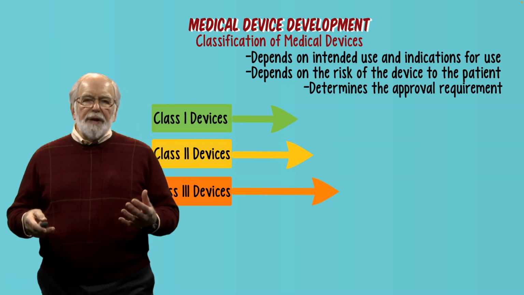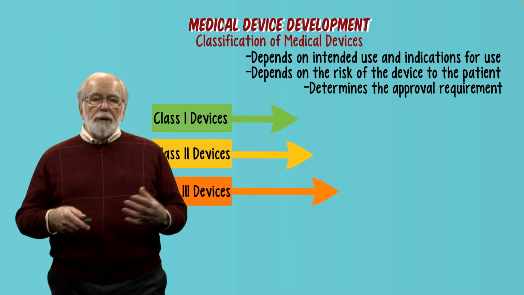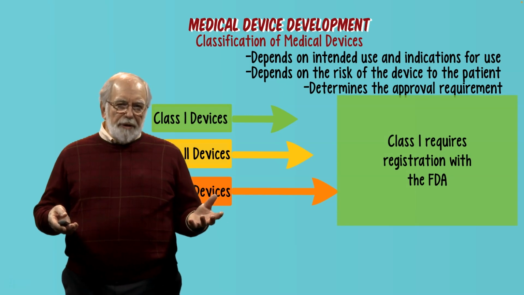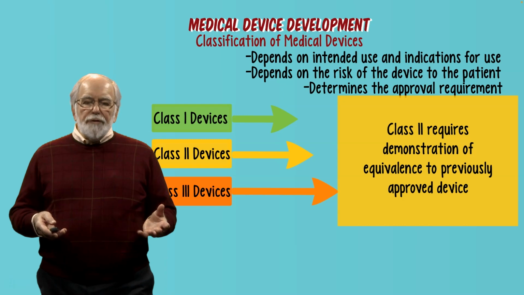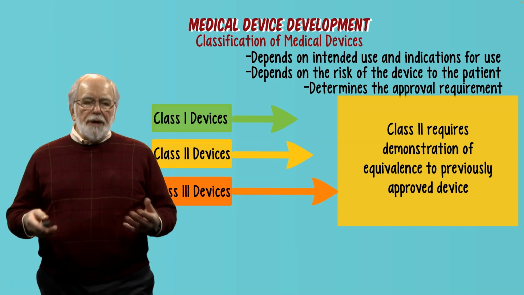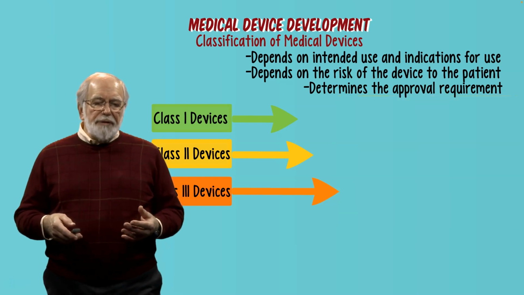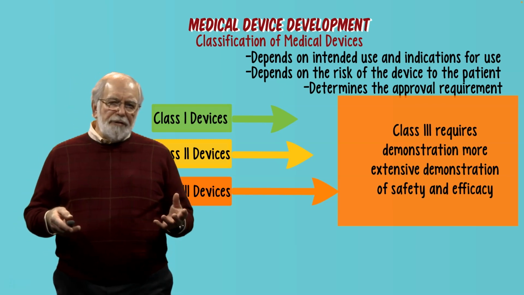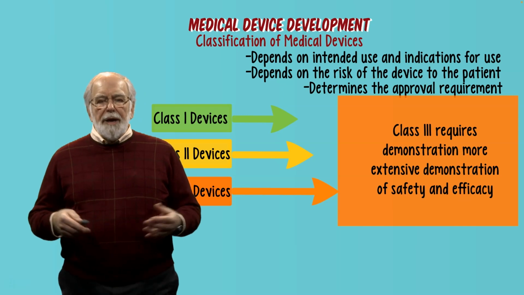And so the classification also requires different levels of approval. Class 1 devices require only registration with the FDA. Class 2 devices are approved via either a 510(k) clearance or via a de novo application. And Class 3 devices are the most risky, and they need to demonstrate safety and efficacy of the device, and so require a PMA approval.